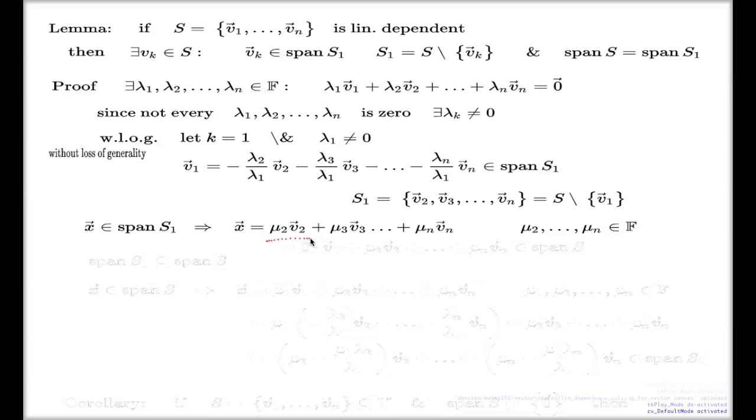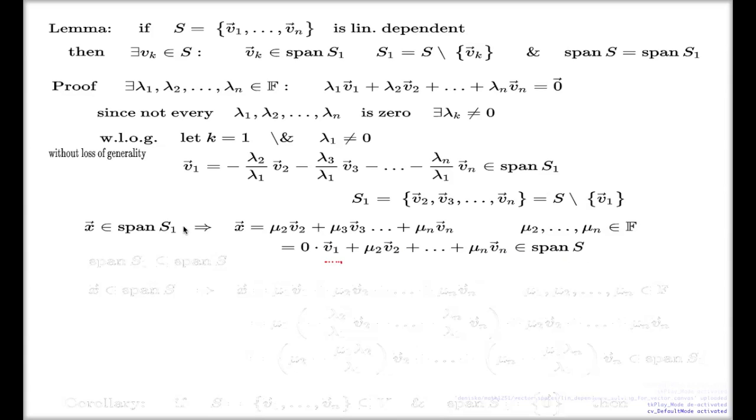If I now complete or extend this representation with one extra vector, the vector v1, with the trivial coefficient 0, like this. So if I add one extra term here, 0 times v1, this thing will be in the span of the larger set, S, right? Because now v1 is also involved.